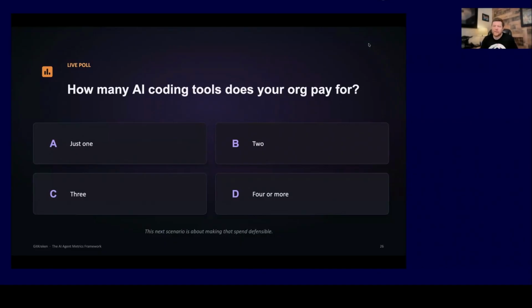I would say when we're out and about and talking with customers, by and large, most teams are trying or using multiple tools. And I think that's definitely what we're seeing here. So, just one was the lowest. 4 or more was the highest. Oh, interesting. Okay, Jeff, Stacia, thoughts? What do you guys think?